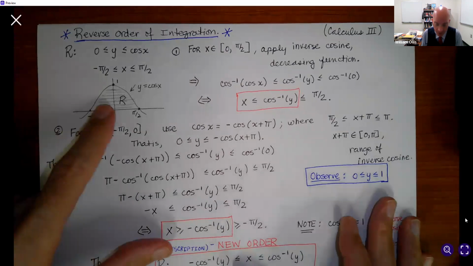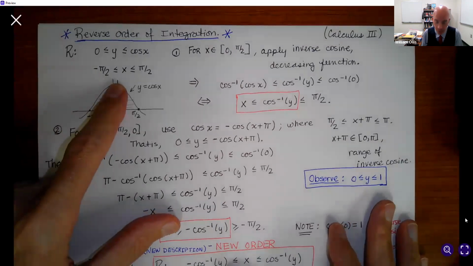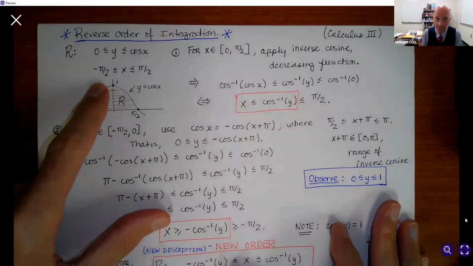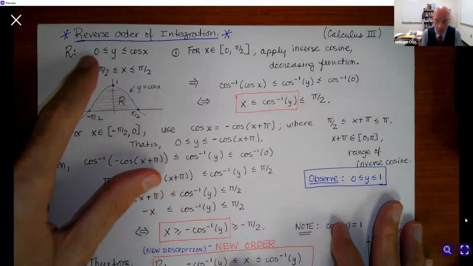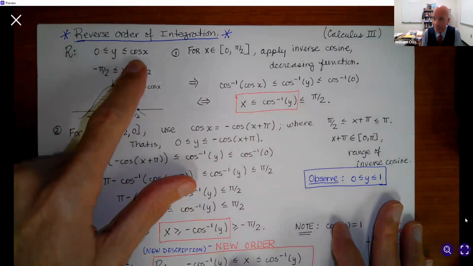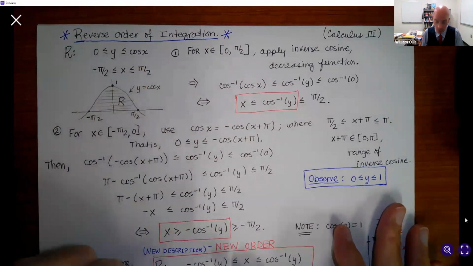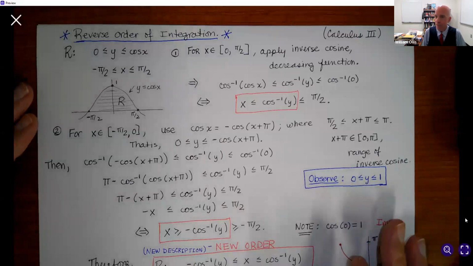But when we look at this, we see that the independent variable x is bounded below by negative pi over 2 and above by pi over 2. And of course, y runs from 0 to cosine x, the dependent variable. And this is an example from the lecture notes.